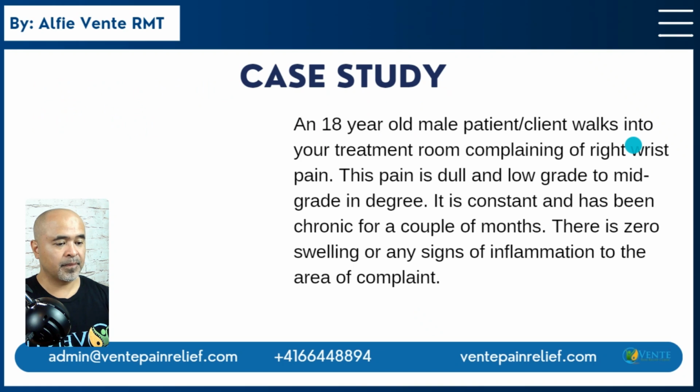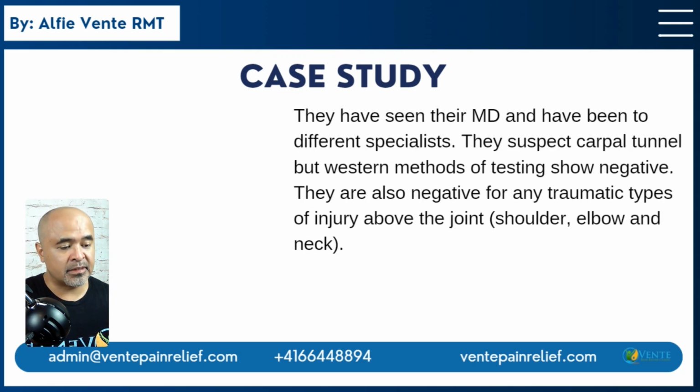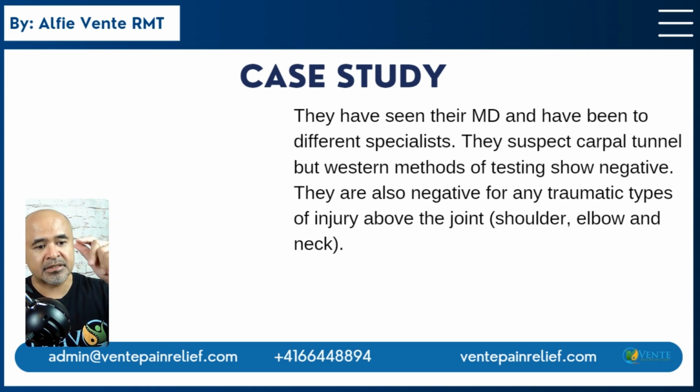So just as a review, with this case study, it's an 18-year-old male patient client who walks into your treatment room complaining of right wrist pain. This pain is dull and low grade to mid grade in degree. It is constant and has been chronic for a couple of months. There is zero swelling or any signs of inflammation to the area of complaint. They have seen their MD and have been to different specialists. They suspect carpal tunnel, but Western methods of testing show negative. They are also negative for any traumatic types of injury above the joint, such as the shoulder, elbow, and neck. And I have to also mention below the wrist, the fingers don't show anything that's traumatic.